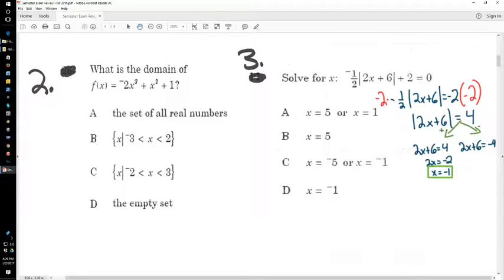The other one we solved the same way. Move the 6 over, so subtract the 6. So 2x equals negative 10. Divide by 2, so x equals negative 5. That is your second answer.